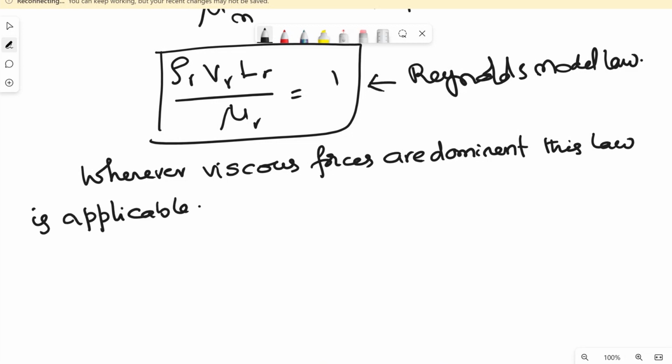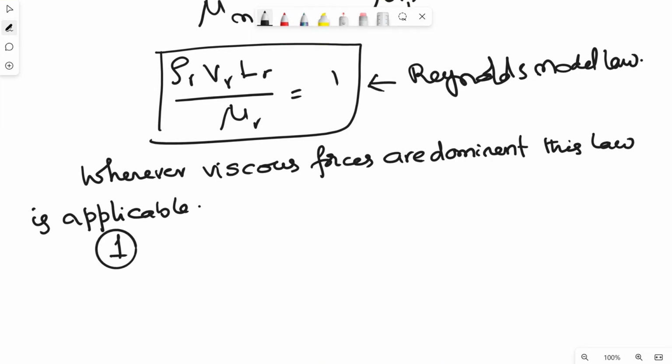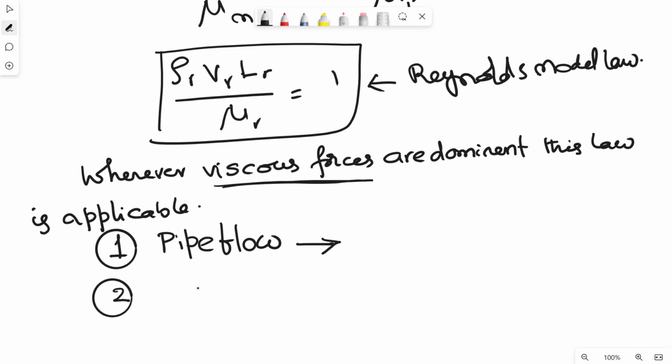Now, where practically do we come across such applications? Pipe flow. This is one, basically flow through pipes. There the type of flow, whether it is laminar or turbulent, is based on the viscous forces being dominant. So that is why one example for Reynolds model law is pipe flow. The second one is submerged bodies. Any submerged body, Reynolds model law is applicable.